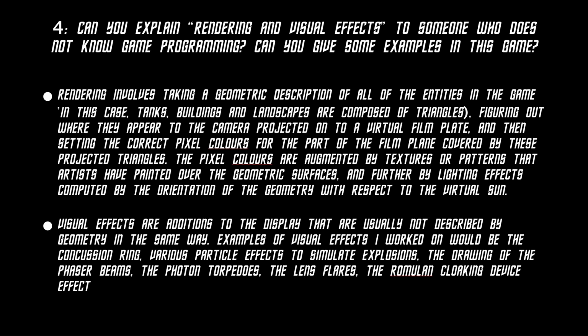The pixel colors are augmented by textures or patterns that artists have painted over the geometric surfaces, and further by lighting effects computed by the orientation of the geometry with respect to the virtual sun. Visual effects are additions to the display that are visually not described by geometry. In the same way, examples of visual effects I worked on would be the concussion ring, various particle effects to simulate explosions, the drawing of the phaser beams and photon torpedoes, the lens flares, and the Romulan cloaking device effect.